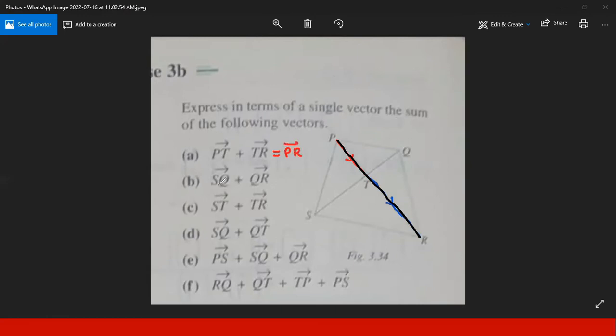Now the second part is SQ plus QR. SQ is this vector. S is the tail, Q is the head. And QR is this vector.